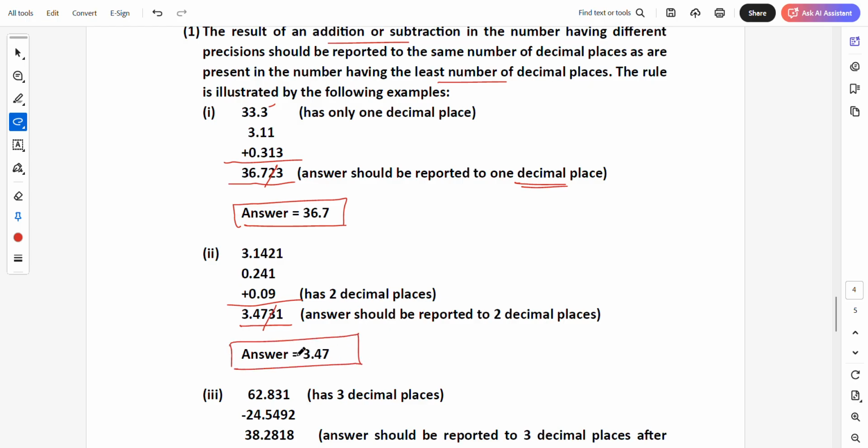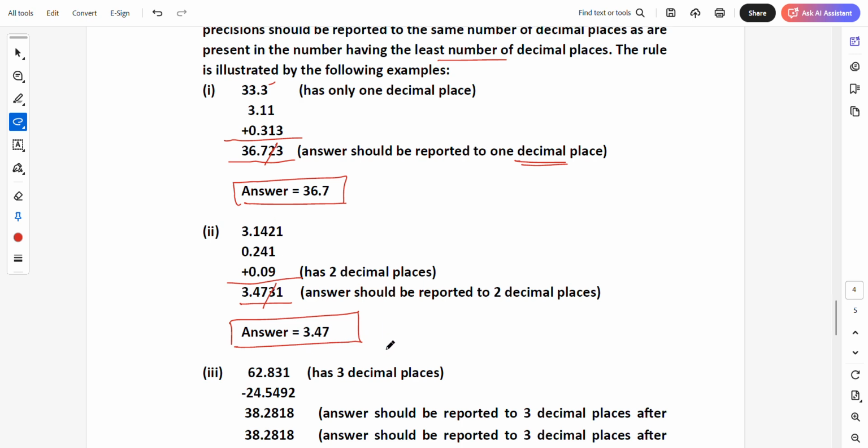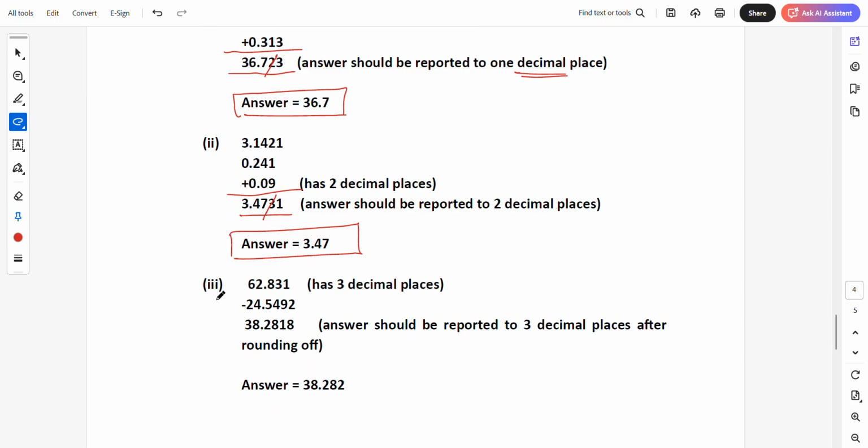Hope you have understood. We are doing rounding off here. After rounding off to 2 decimal places, we are getting this. If you delete this 2, the previous number will be as it is. That is called rounding off. If you omit this 3, the previous number will be as it is, because 2 is less than 5, 3 is also less than 5. Hope you understood. Now let us come to the third example.